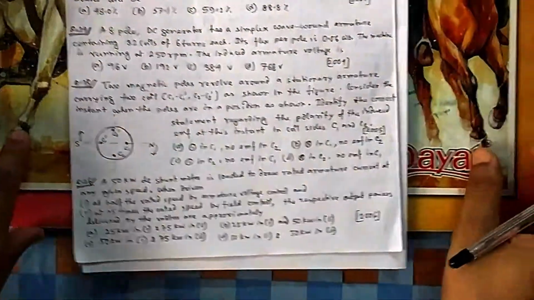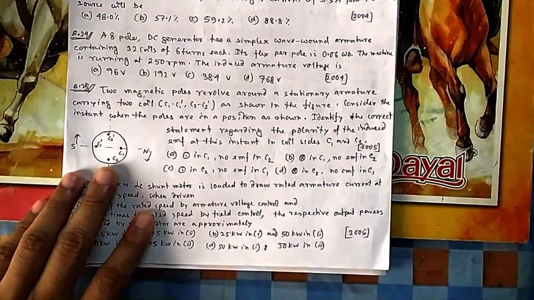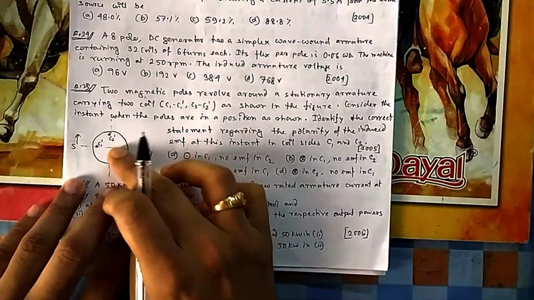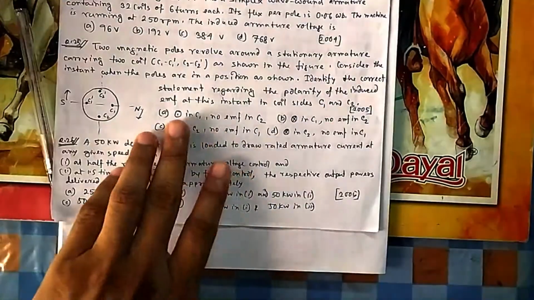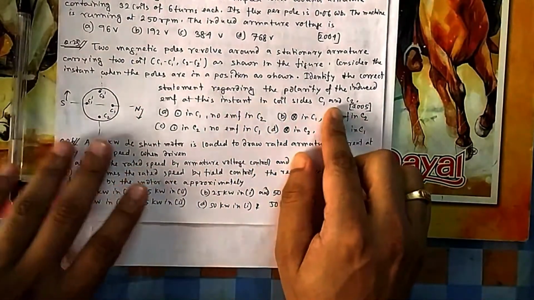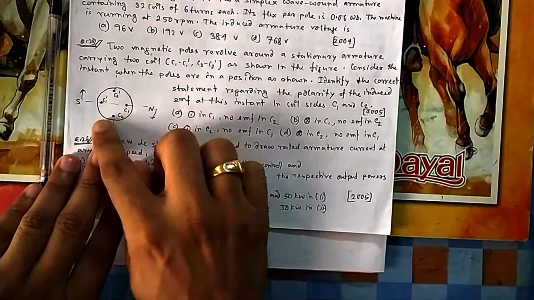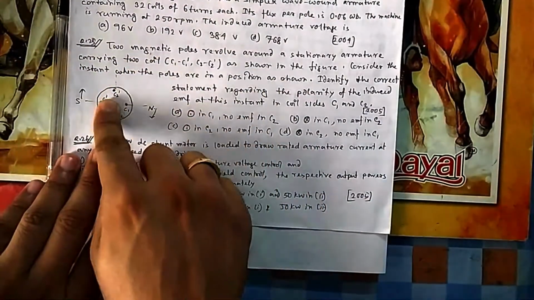Now if you come to 25, two magnetic poles revolve around a stationary armature carrying this much. These are the coils C1, C2 as shown. Consider the instant when the poles are in the position as shown. Identify the correct statement regarding the polarity of the induced EMF at the instant in coil sides C1 and C2. Now if you see C2, this is your magnetic field from north to south it is going. C2 is just at 90 degree.